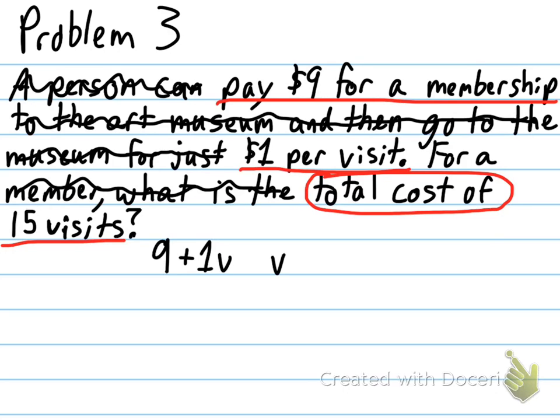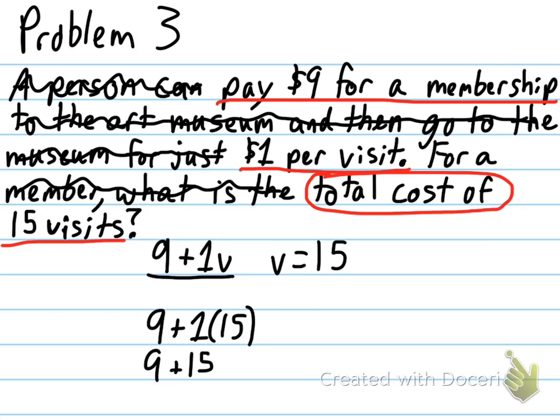Well, we know that V equals 15. So if we plug that into our expression here, we will get our answer. So we do 9 plus 1 times 15, which is 9 plus 15. So it looks like it'll cost $26 to visit 15 times.